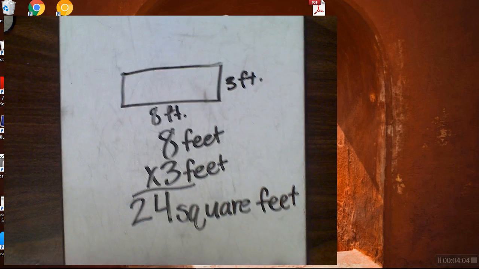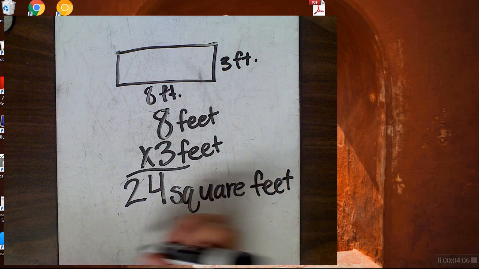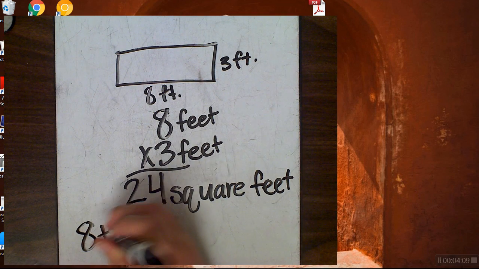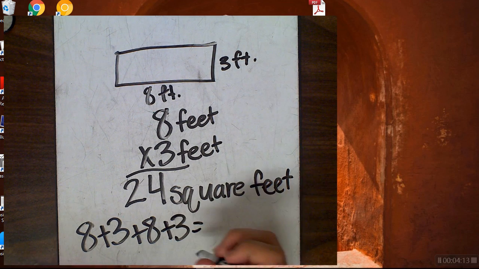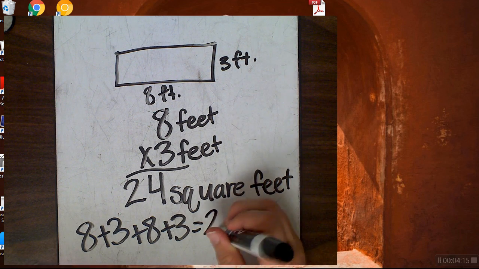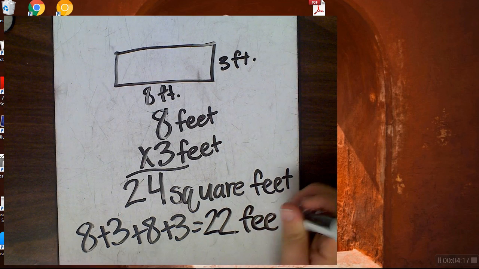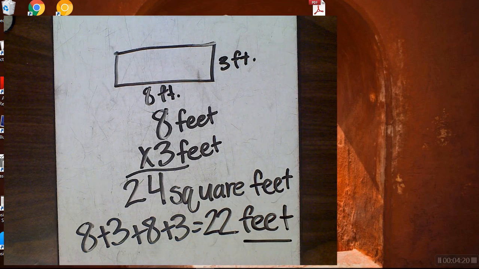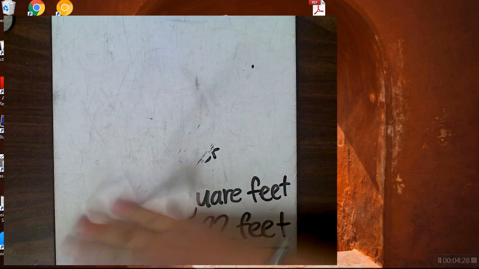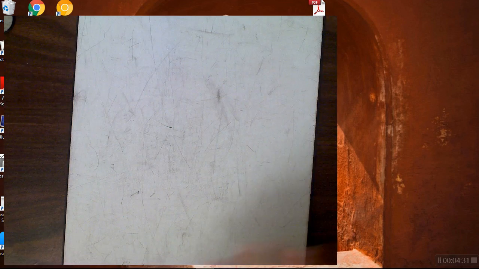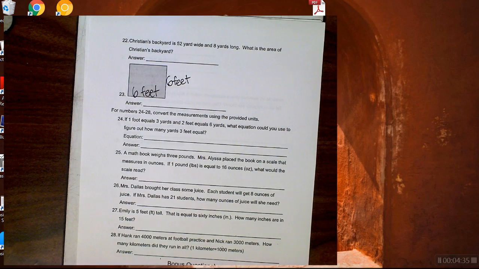However, the perimeter would not be in square feet. The perimeter would be 8 plus 3 plus 8 plus 3, and that would give us 22 feet. Perimeter, they're just going to use the measurement of feet, inches, miles, whatever their unit of measure might be there. So always, always, always square feet when they do area. That needs to be included in their answer because it's included on the answers on their test.